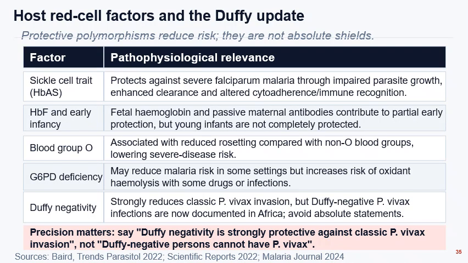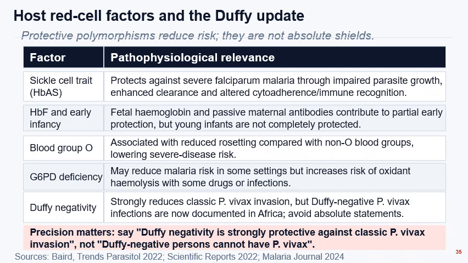Several inherited red cell traits modify malaria risk, but none should be thought of as an absolute shield. Sickle cell trait reduces the risk of severe falciparum malaria through impaired parasite growth, enhanced clearance, and altered adherence or immune recognition. Fetal hemoglobin and maternal antibodies provide partial protection in early infancy, but young infants can still develop malaria. Blood group O is associated with less rosetting than non-O groups.